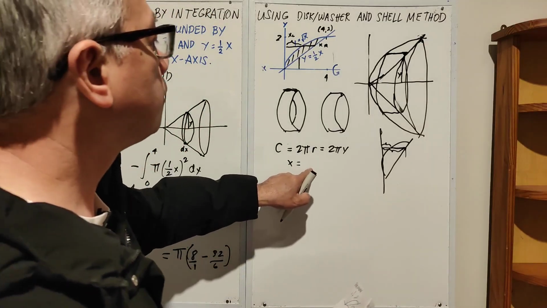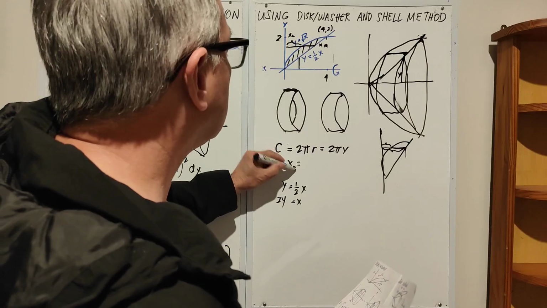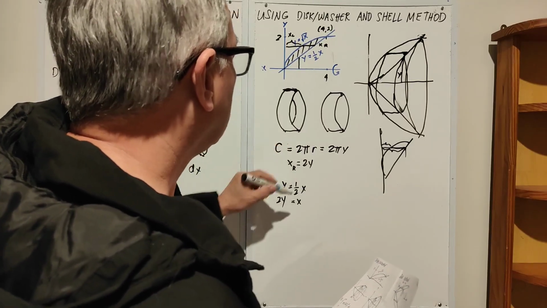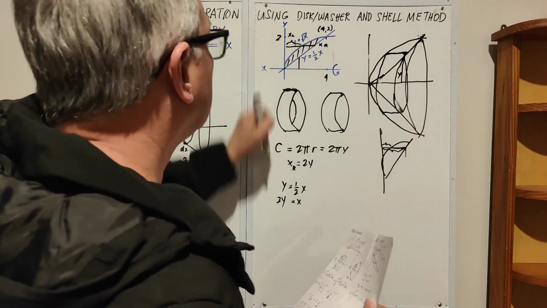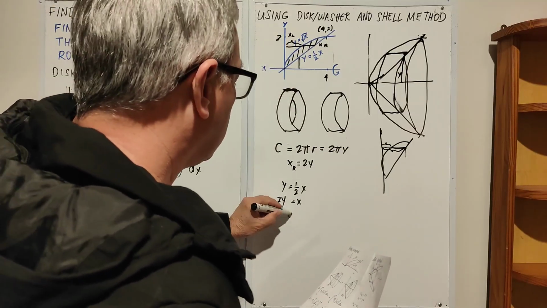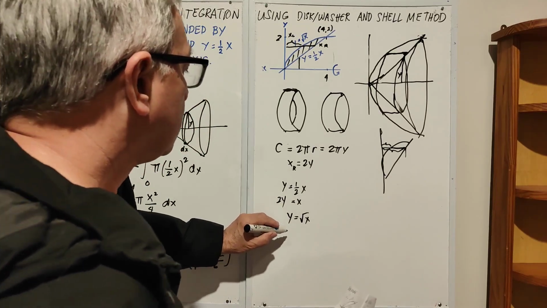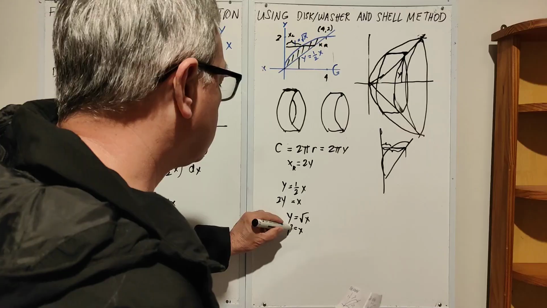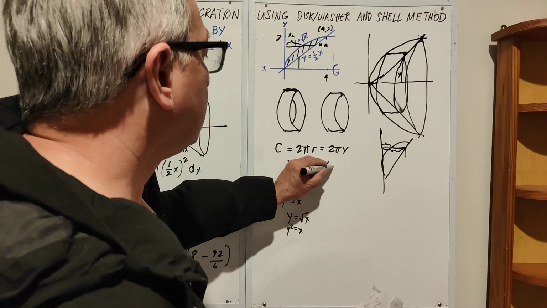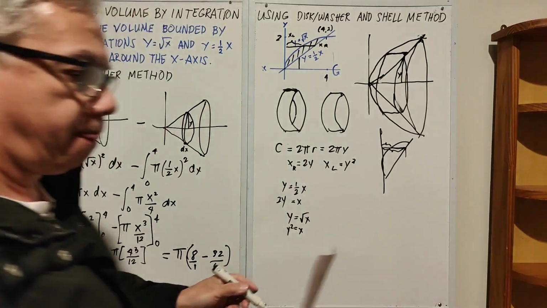So your XR will be 2y, and then your x left will be this one. Y is equal to the square root of x, so squaring both sides, you have x is equal to y squared. So your XL will be y squared.